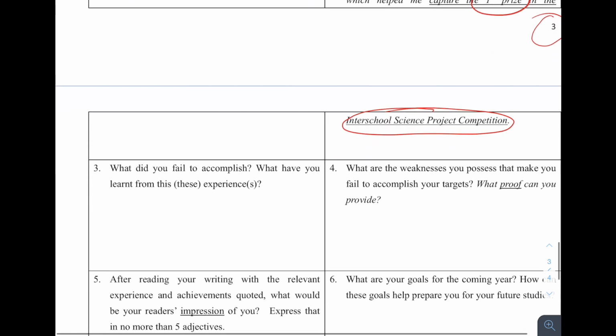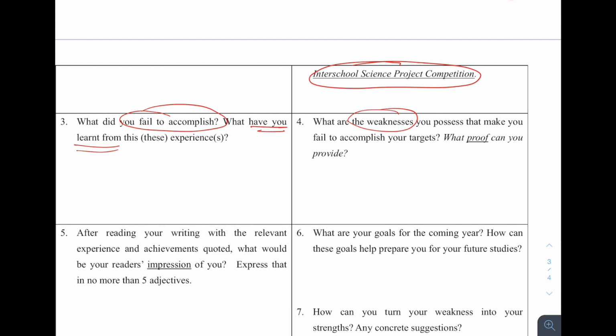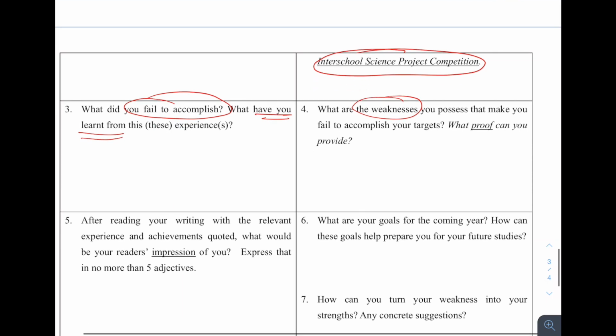And the third one, what did you fail to accomplish? What have you learned from these experiences? You can also talk about your failure, but be very careful. Tell me what you have learned from these failures. And question 4, what are the weaknesses you possess that make you fail to accomplish your targets? What proof can you provide? Again, it's very important to mention what you have learned when you mention your weaknesses. So tell me how you have improved your weaknesses. Give me some proof again.